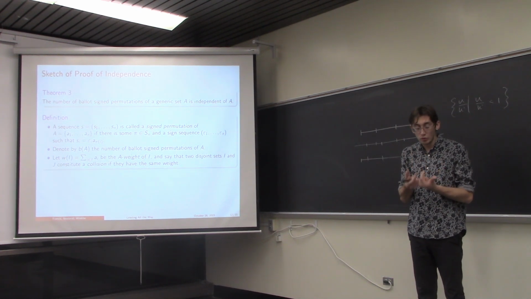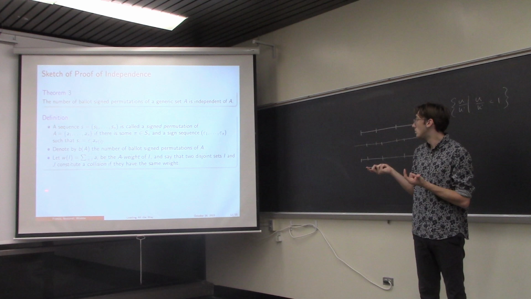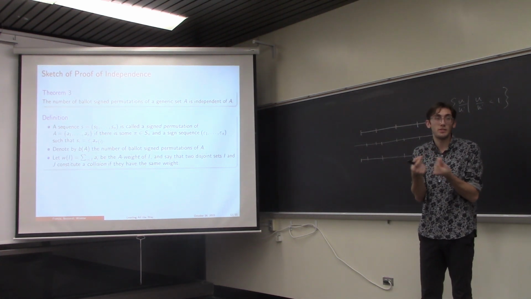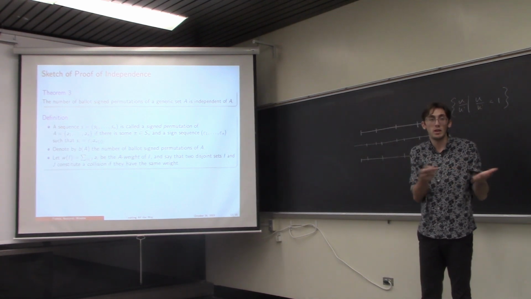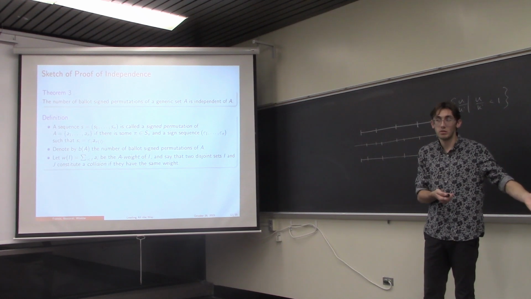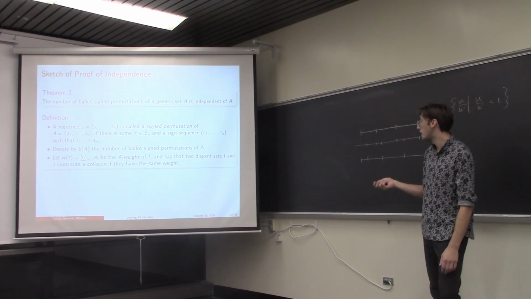So if you have a generic set, because it's independent over the rationals, it's not possible to have a collision. It's not possible that any two index sets have the same weight. Because if they did, then there would be a non-trivial linear combination equal to 0. So just keep that in mind.